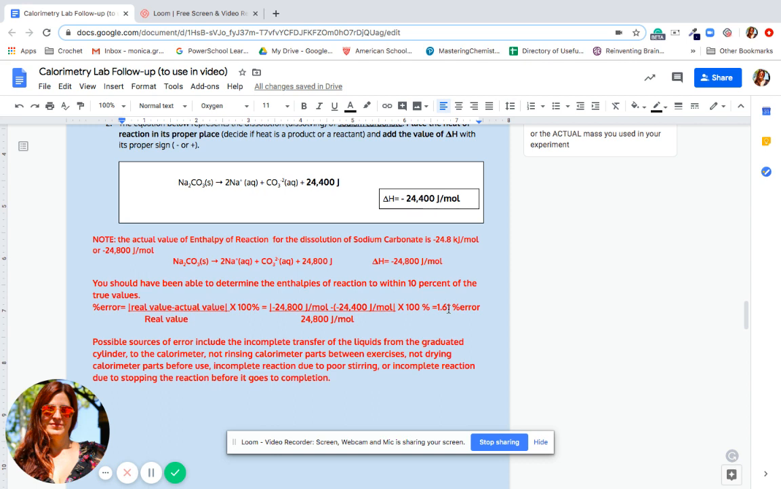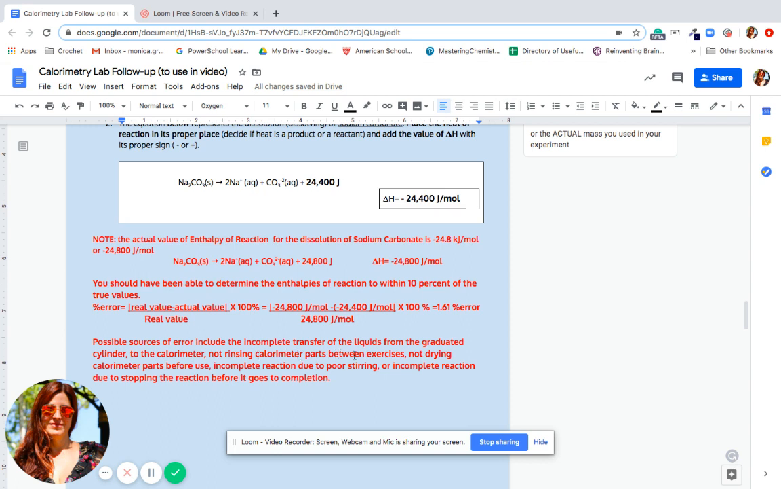Congratulations. If you're off by more than 10%, then you have to think of what could have gone wrong. Like, if I'm going to do this lab again, where would I have to be more attentive? The possible sources of error include incomplete transfer of the liquids from the graduated cylinder to the calorimeter, if you didn't wait until all the liquid was passed from the graduated cylinder to our coffee cup.